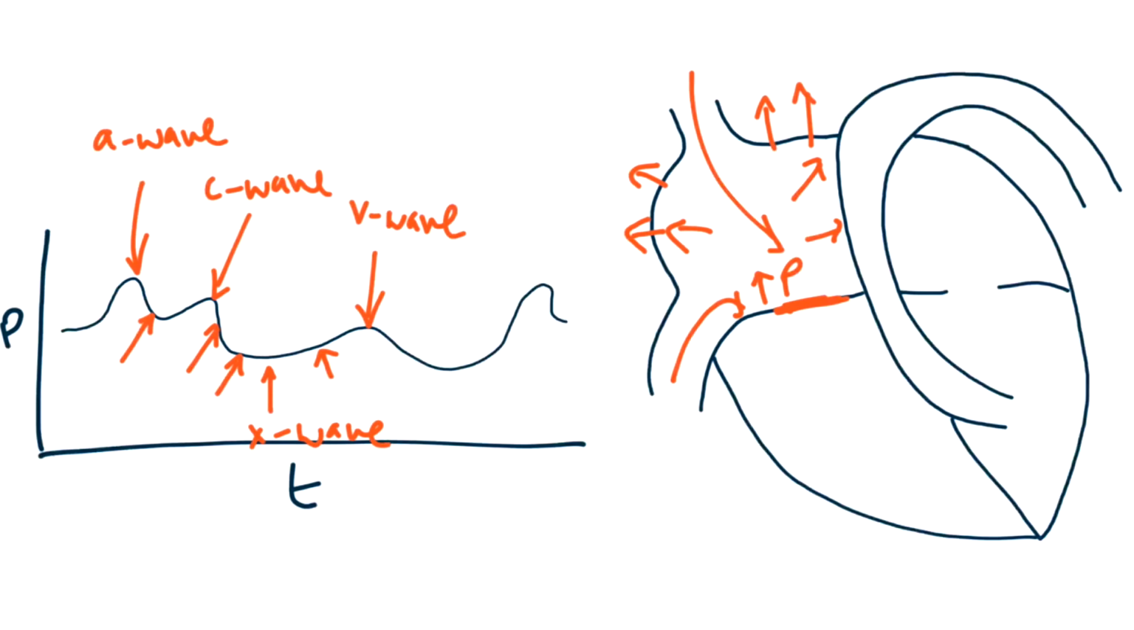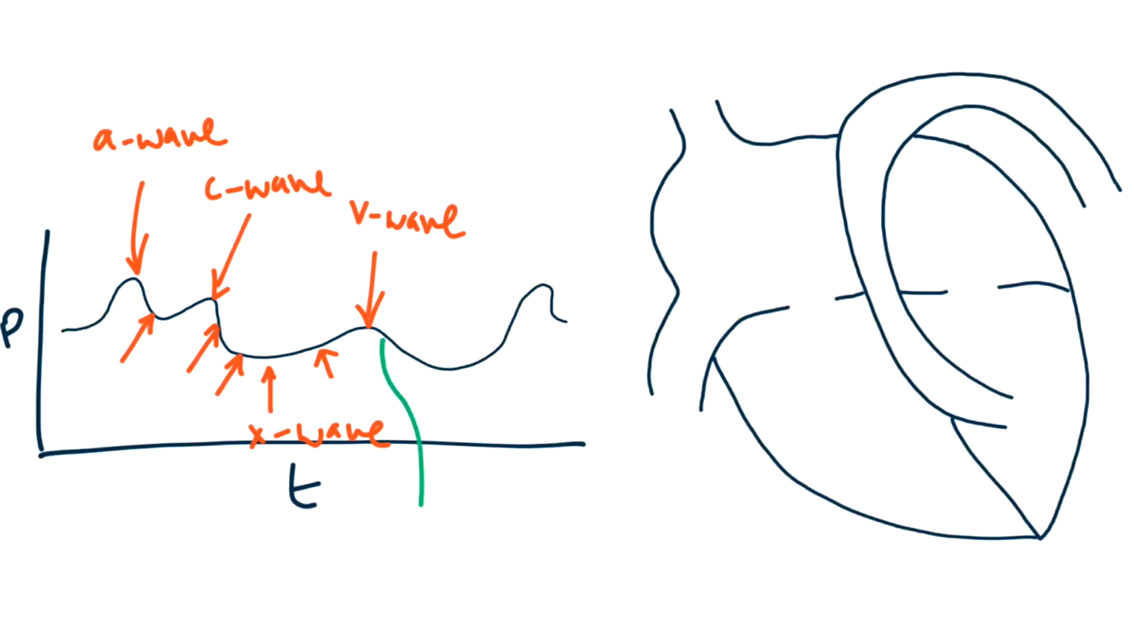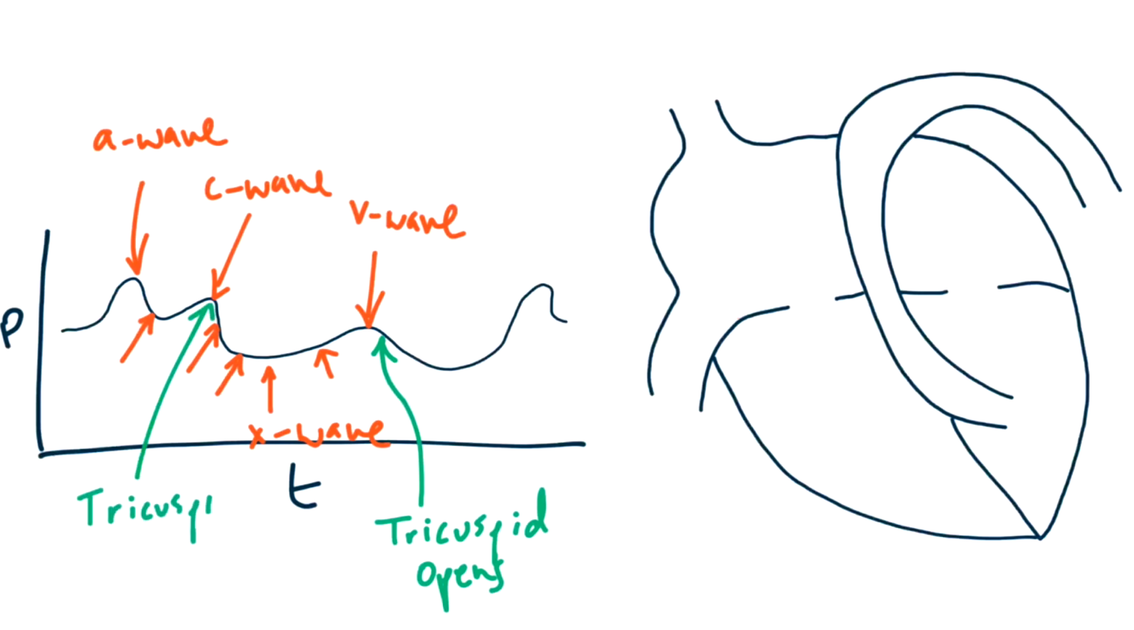At this point, the tricuspid valve opens. So on our JVP waveform, that occurs here. Tricuspid valve opens. Again, remember that it's right here that the tricuspid valve closes.